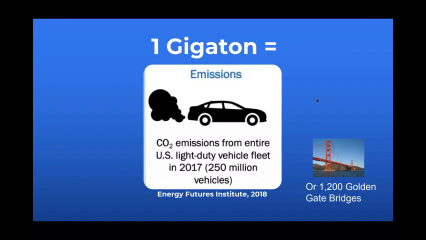So remember, back to the 1,000, we have 1,000 gigatons of excess carbon dioxide relative to what it was before the industrial age hanging around in our atmosphere. And that's about the same weight as 1,200 Golden Gate bridges times 1,000, because 1 gigaton is 1,200 Golden Gate bridges.